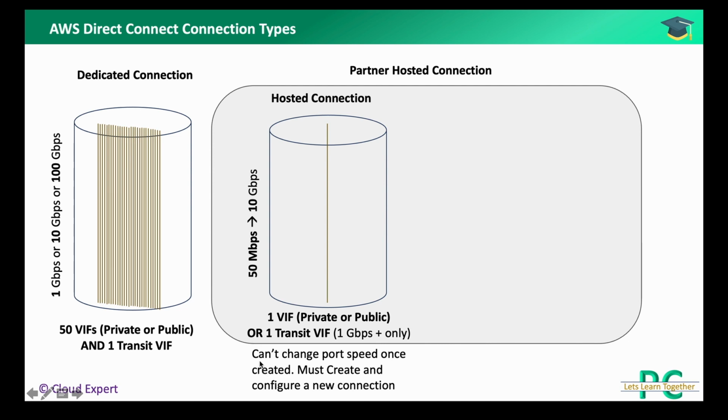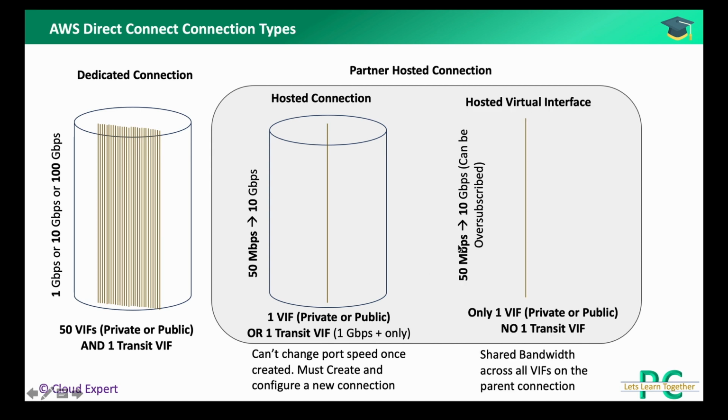One point to be remembered: once you have created the connection, you can't change the port speed. Let's say you have created the connection for 50 Mbps and tomorrow you need a 100 Mbps line, you won't be able to upgrade. What you have to do is create a new connection. You may discard the existing connection and create a new one, but you won't be able to upgrade the port speed once you have created it in hosted connection.